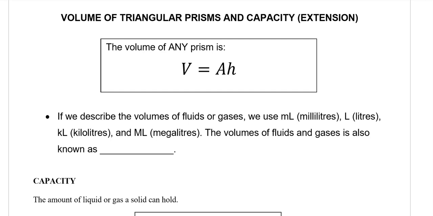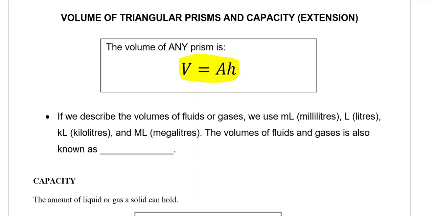Good morning, Year 7. Today we are looking at the volume of triangular prisms and capacity. The volume of any prism can be found with the formula V equals AH, where A is the area of the front face of the shape and H is the height of the prism.